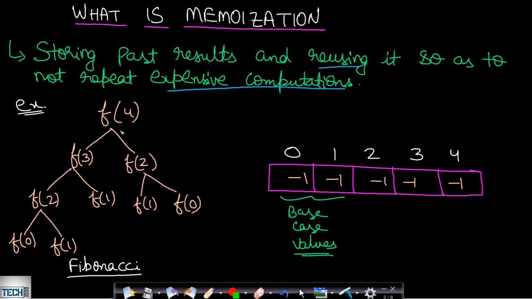Let's assume that we are finding Fibonacci of the fourth term. So the Fibonacci of the fourth term is found as Fibonacci of third term plus Fibonacci of second term. Now Fibonacci of third term can be found as the sum of Fibonacci of second term and Fibonacci of first term. So like that, you can use recursion in order to find what is the Fibonacci of the fourth term.